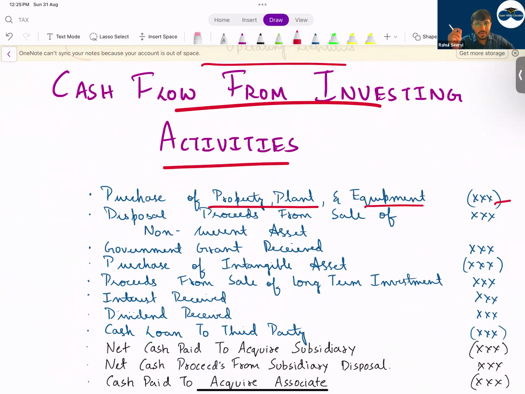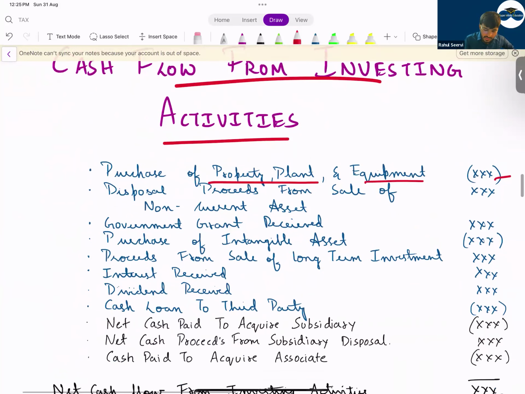How will you get the outflow value? You have to prepare the ledger account. Then disposal proceeds from sale of non-current asset. If you dispose of it, you get the proceeds, we add it back, and that is the reason the profit we reduce from above.